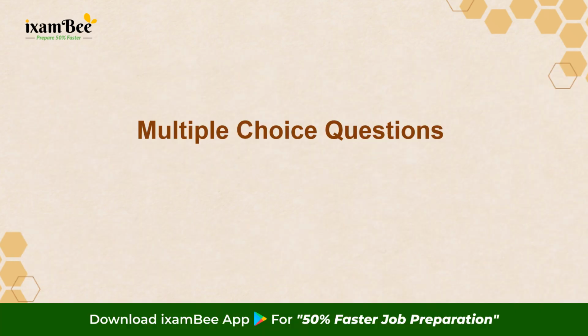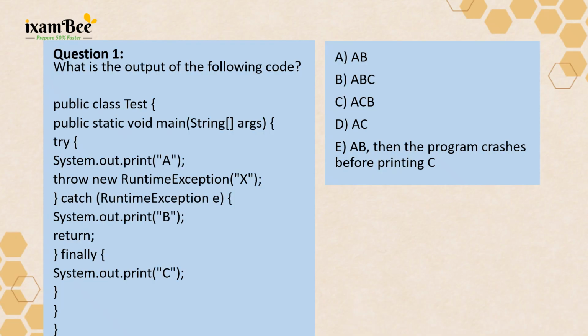Now let us look into some of the MCQs with respect to exception handling. In this question, you have to predict the output of the code. Here, you have a try-catch block and also a finally block. In the try block, we are first outputting A and throwing a new runtime exception X. In the catch block, we are outputting B, and in the finally, we are outputting C. So the output of this code would be ABC.